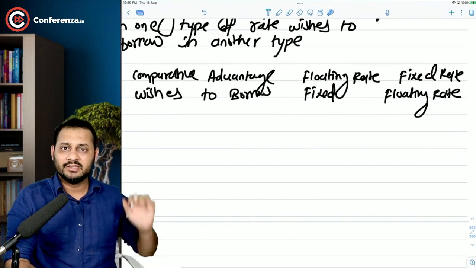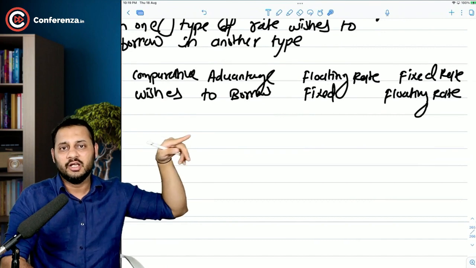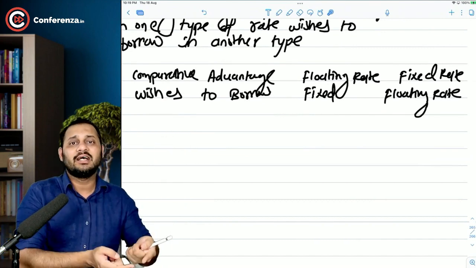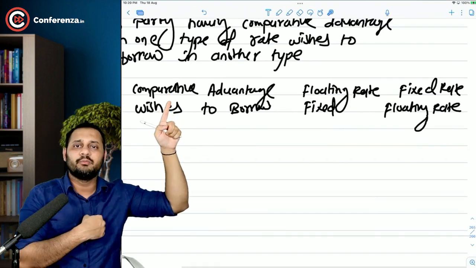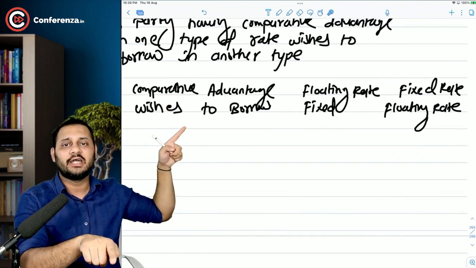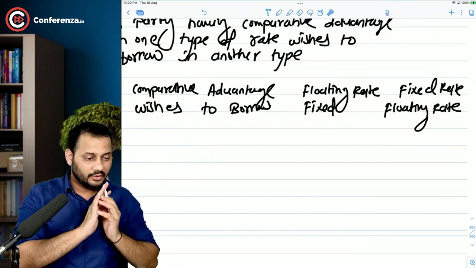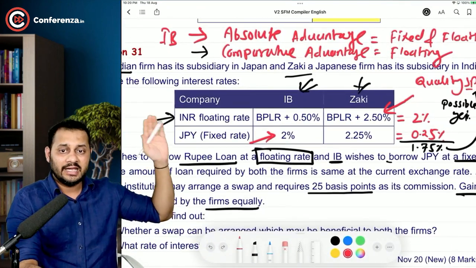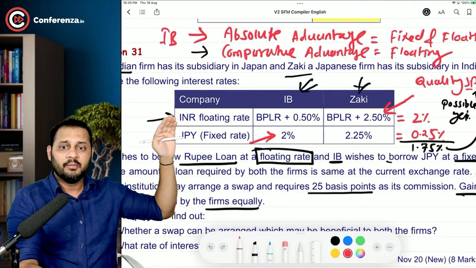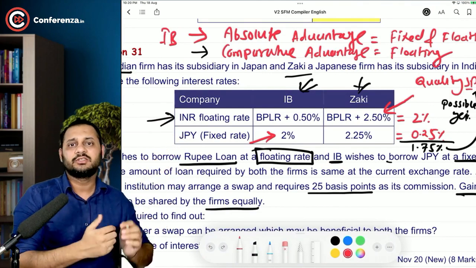So what is happening in this case is, you have an advantage in floating, but you want a fixed rate. So what I will do is, I will ask you to get the loan at floating because you have the advantage, and swap that with me. I will give you the fixed rate that you want. That's when the swapping is possible. Understood one thing? Okay. So in this case, exactly the same is happening. IB has an advantage in floating, but it wants a loan at fixed rate. And that's when the swapping will happen.